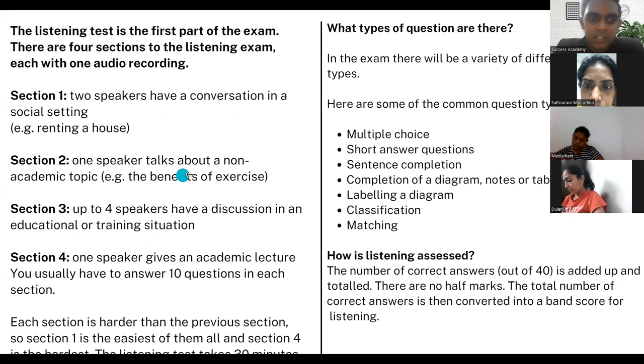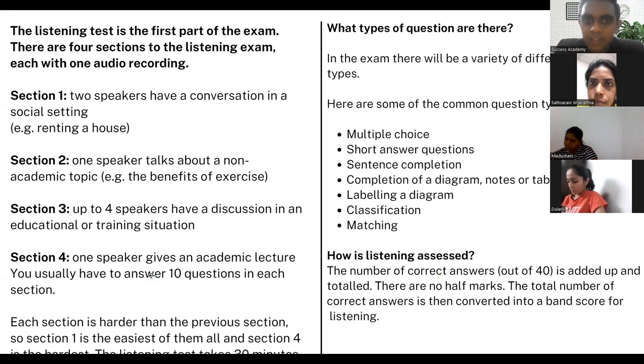But here, they will not break it into two. Section four, all 10 questions, directly one recording, no breaks. No breaks. That is why this is more difficult, because you have to concentrate for 10 questions at a stretch. There are no breaks at all.